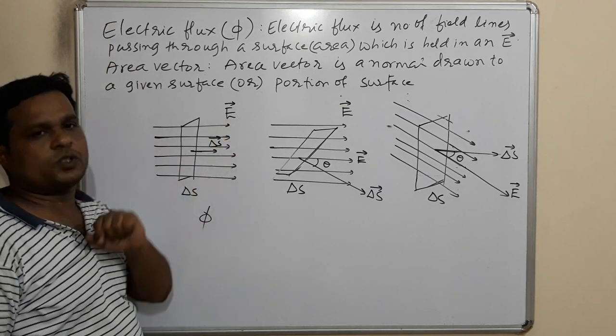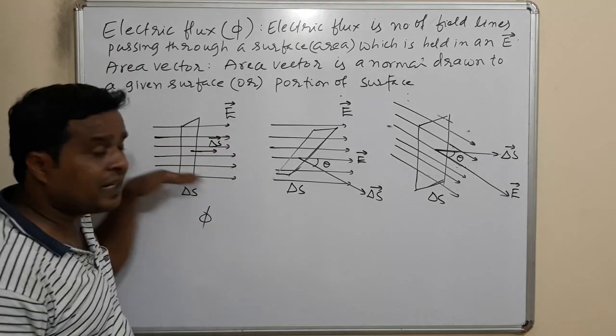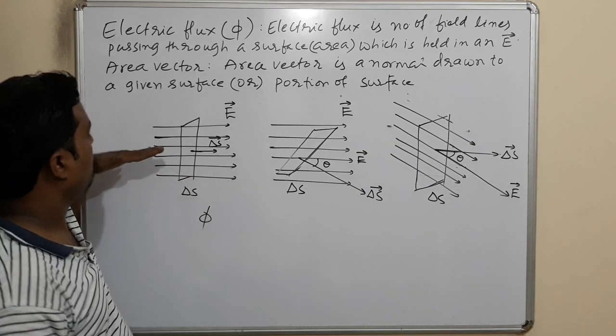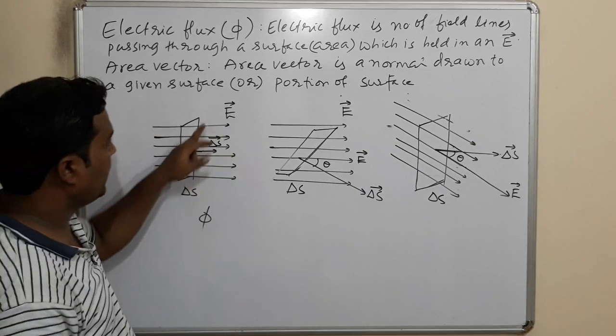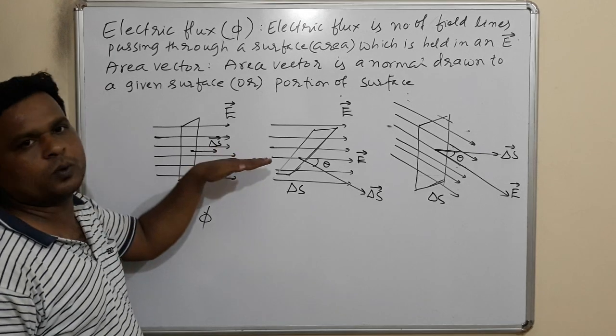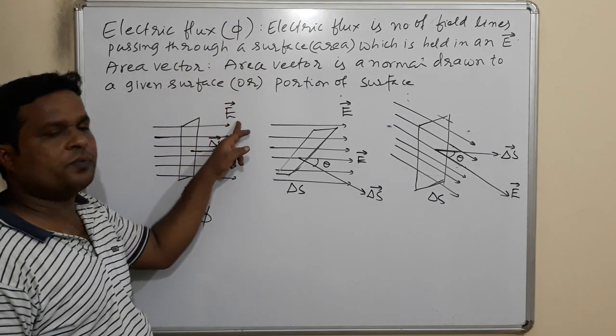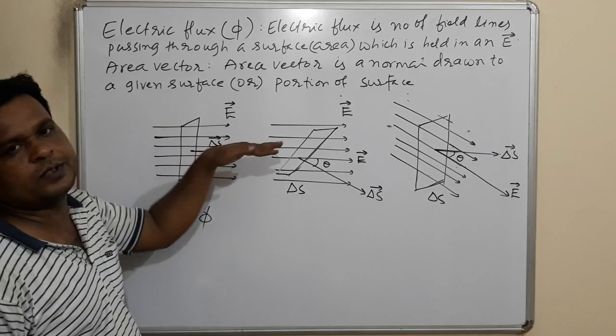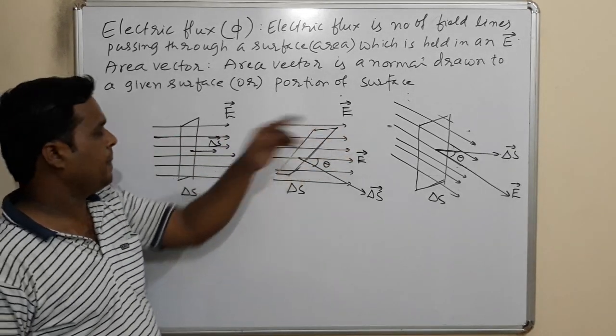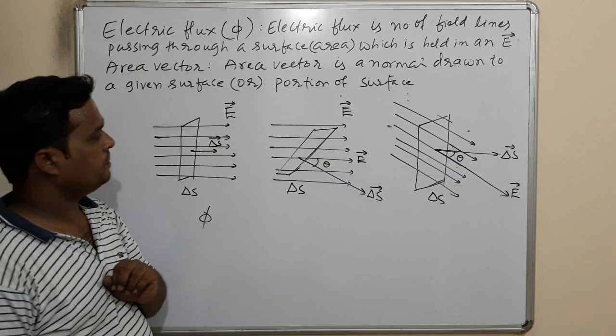Suppose the field is strong, then the number of lines will be more. More number of lines means, if the field is strong, the number of lines will be more. That means flux will be more. Stronger field, more number of lines will pass through a given surface area. That means flux is more.